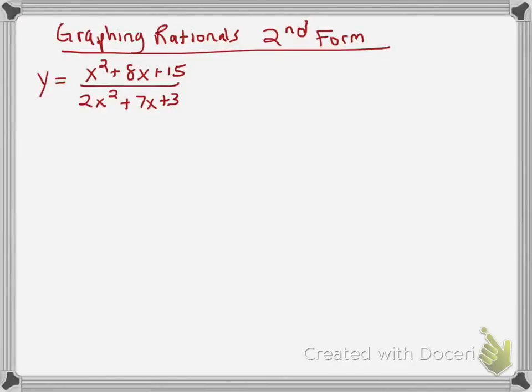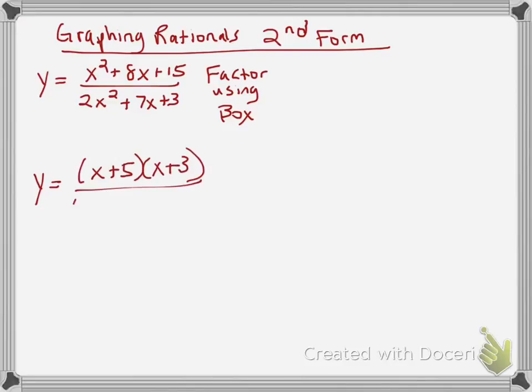Now we're going to graph rationals with our second form. In our second form, we are going to have to do some factoring. So I'm going to go ahead and factor both top and bottom of my fraction, my numerator and denominator. I'm going to use the box method. When you do that, you're going to end up getting x plus 5 times x plus 3 for your numerator, and then 2x plus 1 and x plus 3 for your denominator.